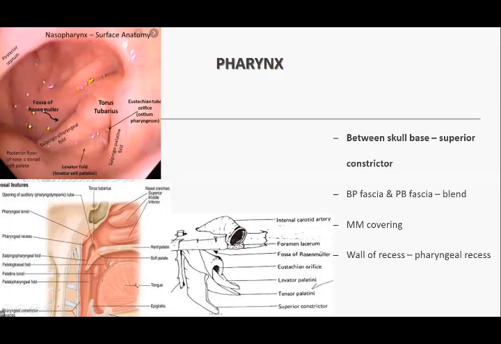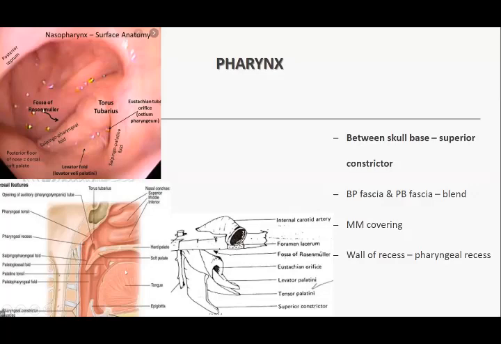I hope you appreciate one thing. If you remember one thing, I told you immediately posterior to this salpingopharyngeal fold, that is behind the opening of the eustachian tube, is a gap which is called the pharyngeal recess, the fossa of Rosenmuller. See how close it is to the eustachian tube. And outside this, I told you, was the internal carotid artery.